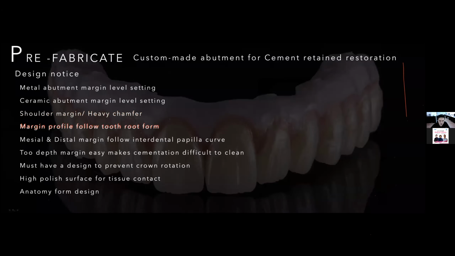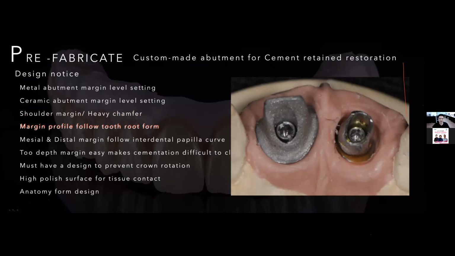And for your margin profile, please follow the tooth form, because this can make your restoration more beautiful and more like the natural abutment, and also easier to support the tissue, the facial tissue. So when you finish your restoration, it does not easily look like an implant or fake teeth, because it really looks like the natural abutment and the natural root. So when you make the custom abutment, try to make your emergence profile, your margin, and your custom abutment form follow the original root.